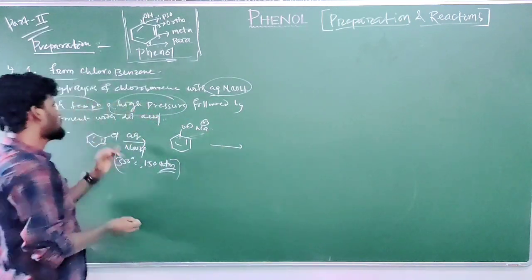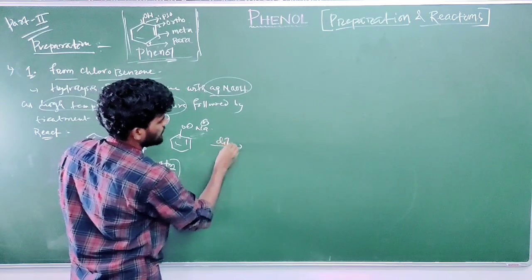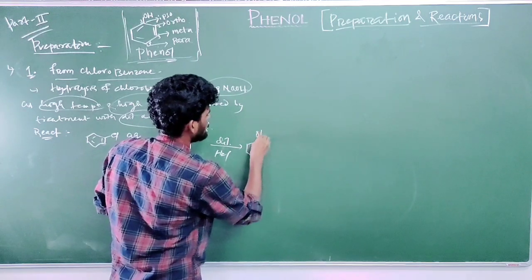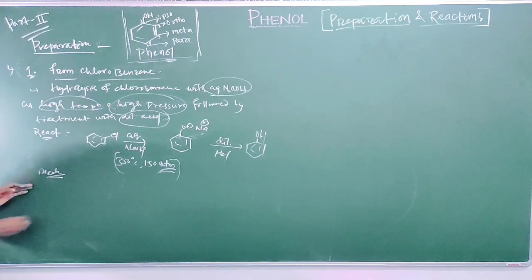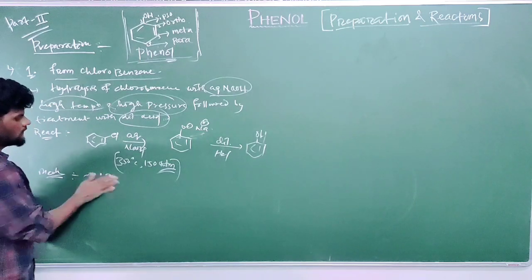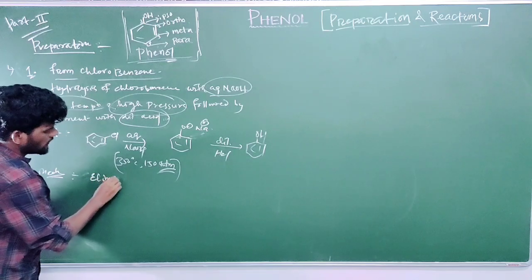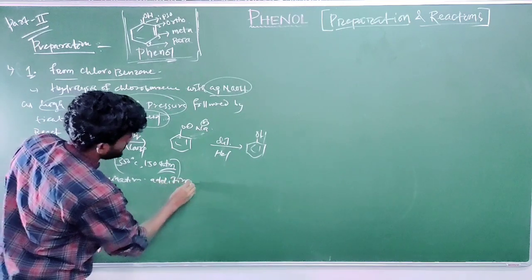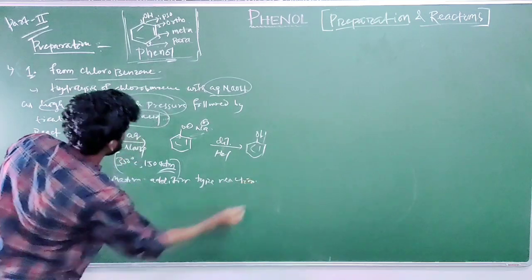In the second step we are using treatment with dilute acid. So with dilute HCl, you will get phenol. Then what is the mechanism of this one? It does not follow addition-elimination; it follows an elimination-addition type reaction.